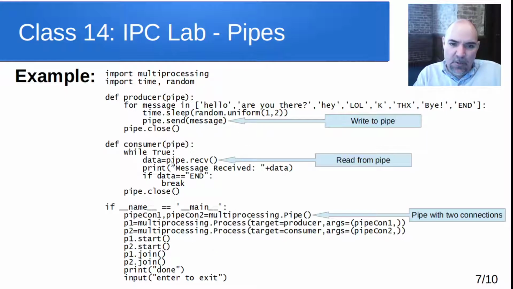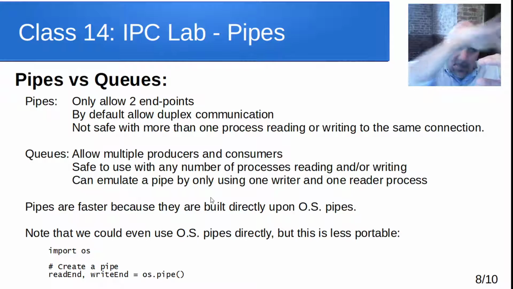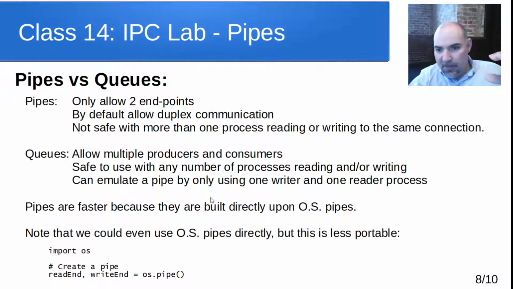So when you go to work on the lab, you might refer back to this example. Now, one thing, pipes versus queues. Pipes only allow 2 endpoints. They're not safe with more than one process reading or writing to the same connection. They're designed to be just like a pipe. There's one end that stuff gets put into, the other end that stuff gets pulled out of.